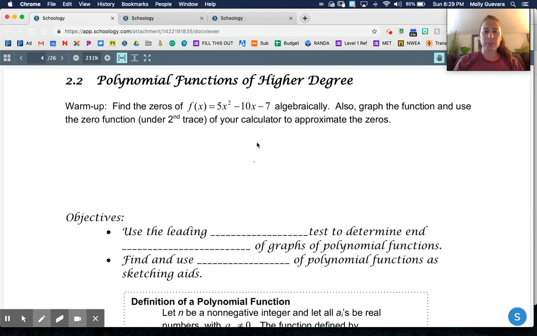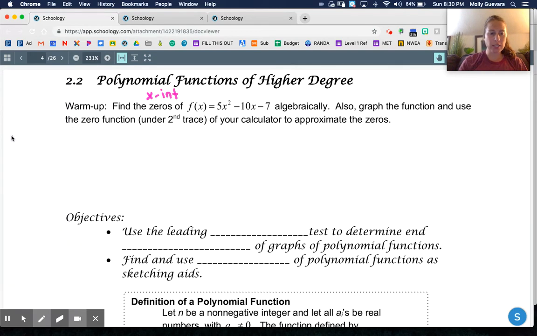So you're going to do it algebraically first by completing the square and then solving. And then it wants you to graph the function and use the zero function of your calculator to approximate the zeros. Remember, zeros just means x-intercepts, okay? So we're just finding the x-intercepts. What are the x-intercepts? So I want you to work on this warm-up first of all, and then come back and let's check your work, and then we'll get started on today's lesson.